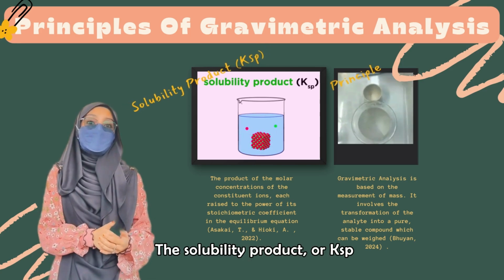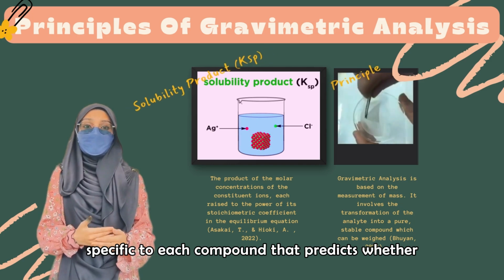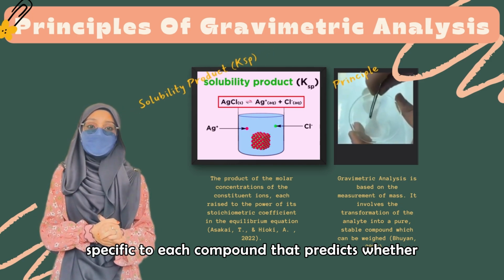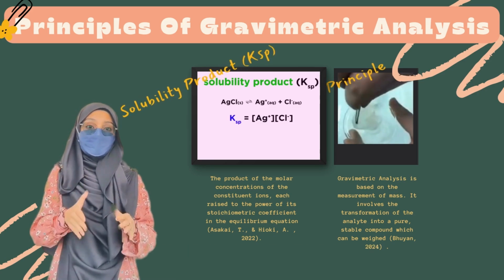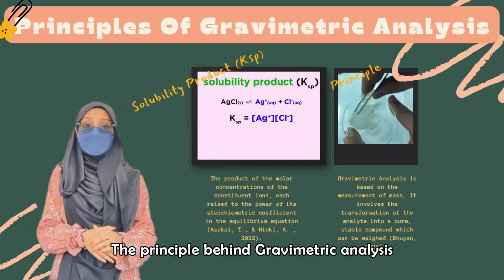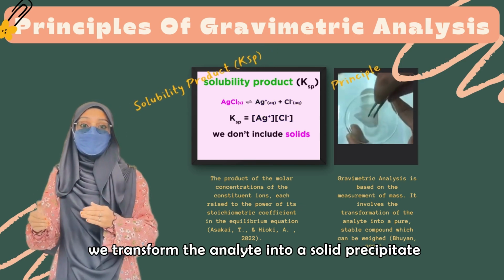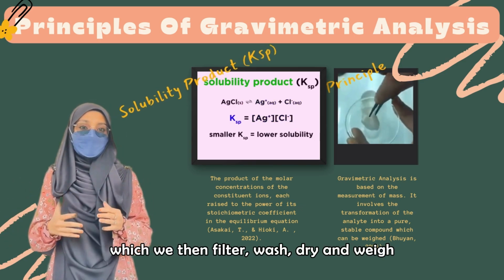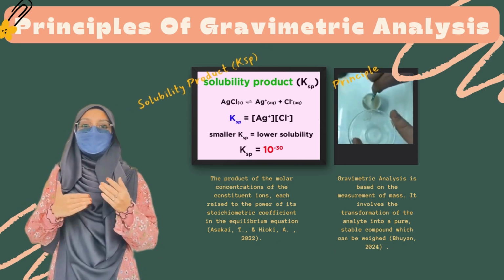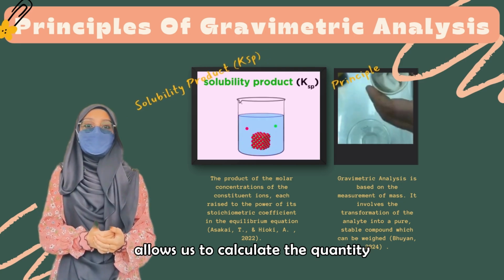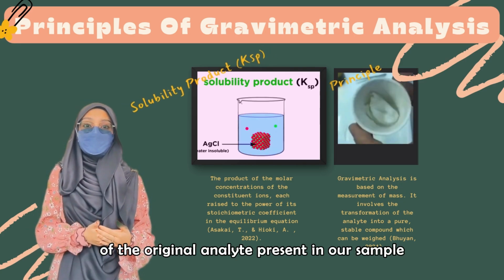The solubility product, or Ksp, is an equilibrium constant specific to each compound that predicts whether a precipitate will form under certain conditions. The principle behind gravimetric analysis is straightforward. We transform the analyte into a solid precipitate, which we then filter, wash, dry, and weigh. The mass of this precipitate allows us to calculate the quantity of the original analyte present in our sample.